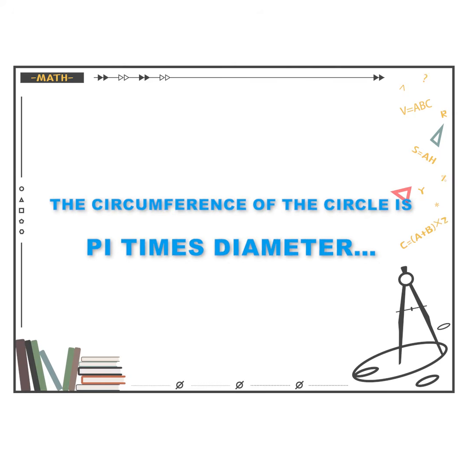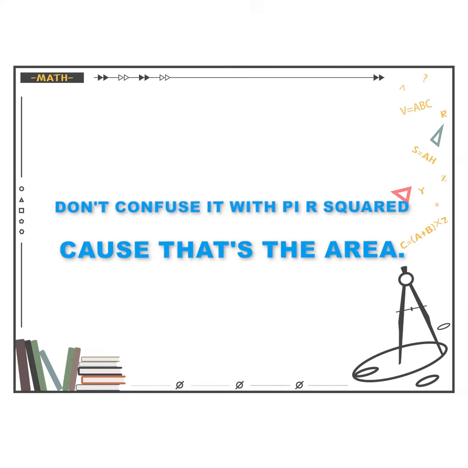The circumference of the circle is pi times diameter. Don't confuse it with pi r squared, cause that's the area.